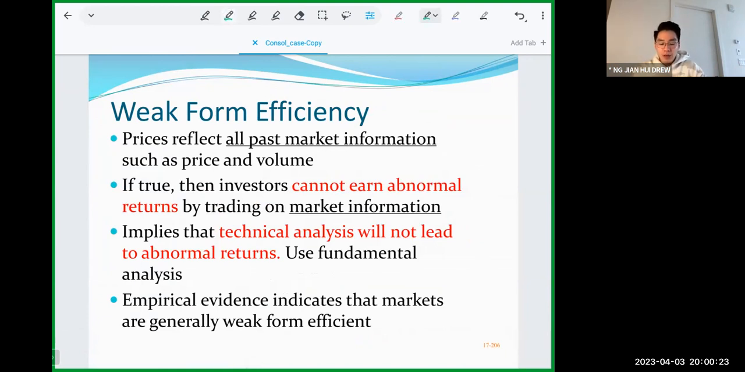All right, so the weak form means that the price of the stock reflects all past market information. The important part to take note is that it is only market information, right, and past, of course. That means in the past, right? And what is market information? Market information includes price and volume information.